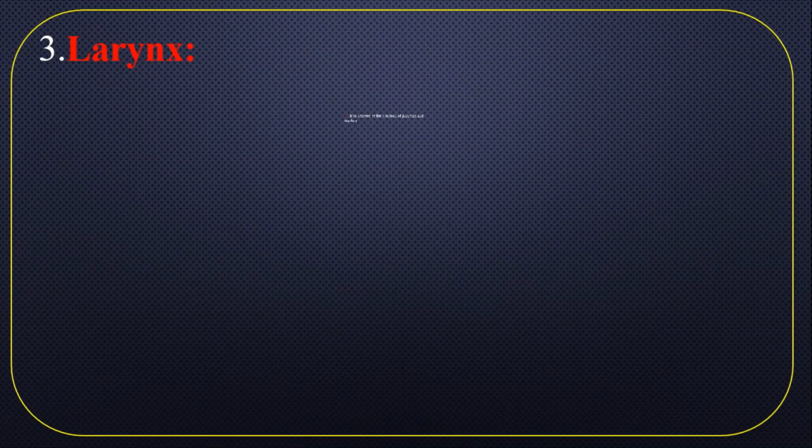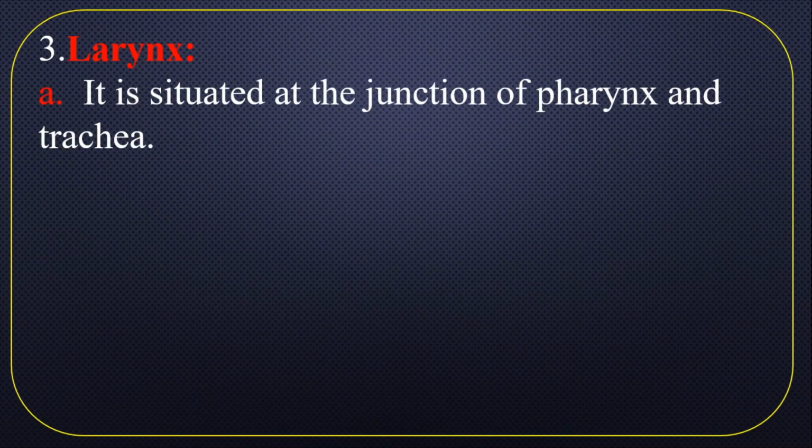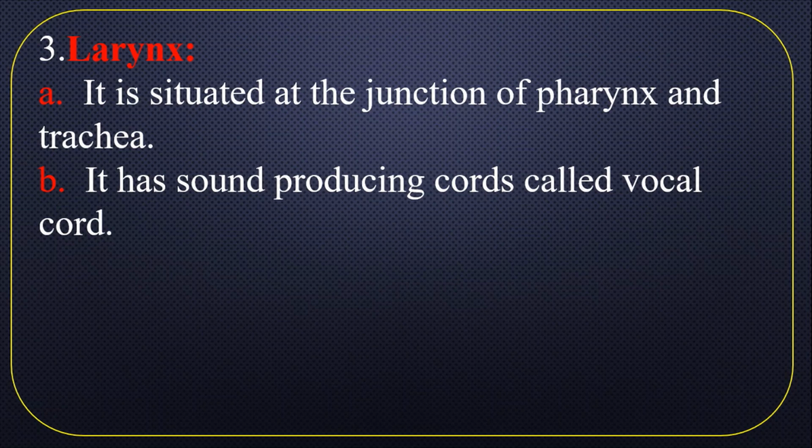Number 3. Larynx. It is situated at the junction of the pharynx and trachea. It is the short portion between the pharynx and trachea. It has sound producing cords called vocal cords. Why? Because these sound producing cords help us to talk perfectly and clearly. That's why it is called vocal cord.